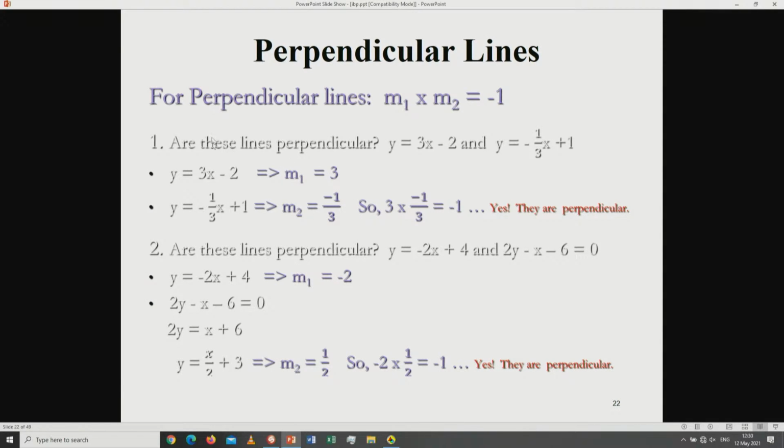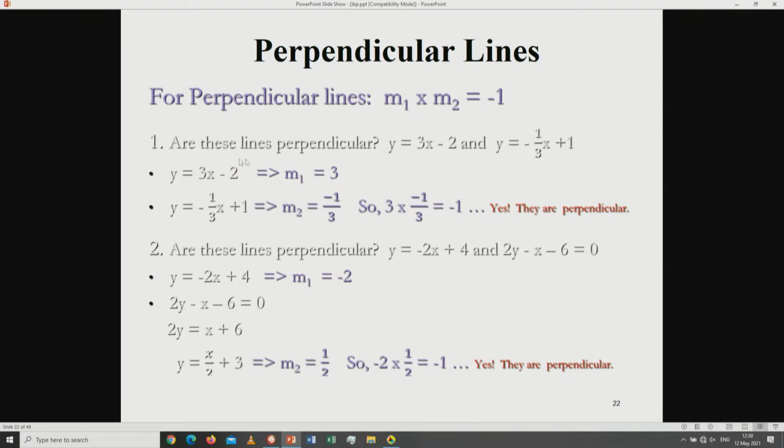Perpendicular lines. Remember now, for perpendicular lines, m1 multiplied by m2 is equals to -1. When I talk of m1, I'm saying the gradient of the first line multiplied by the gradient of the second line, they must give me -1. If the product is -1, then I would say they are perpendicular.